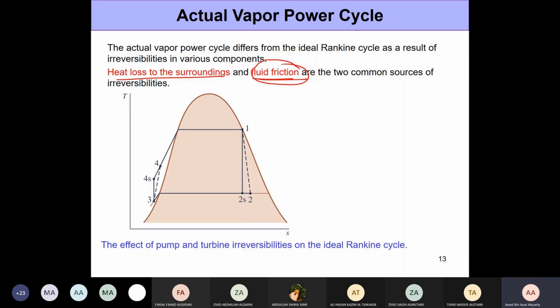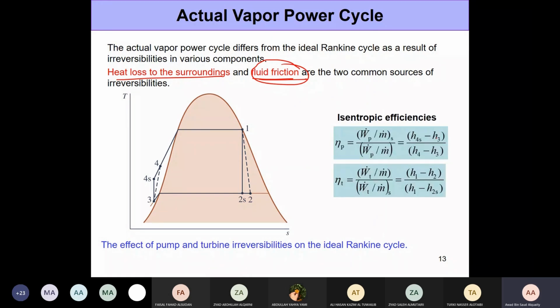Now, when we talk about a power cycle, or any sort of power plant that you consider, one of the main irreversibilities occur in the pump and the turbine, and we take that into consideration by defining their isentropic efficiencies, right?